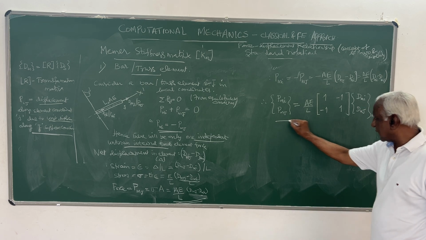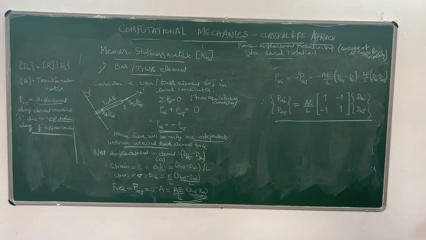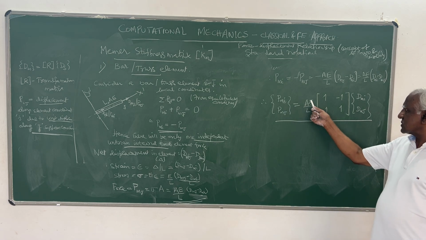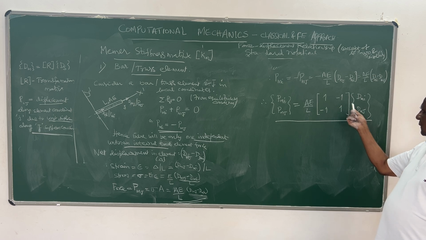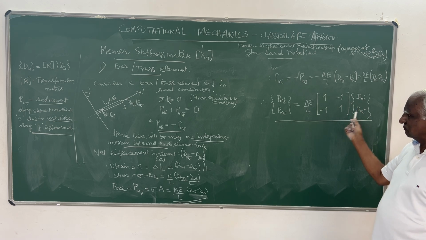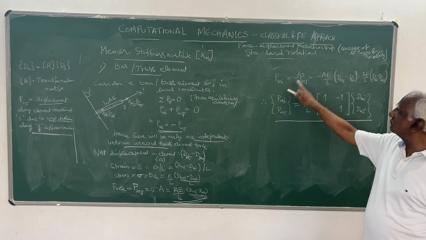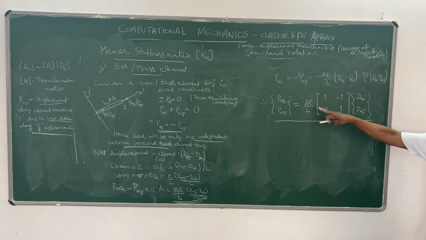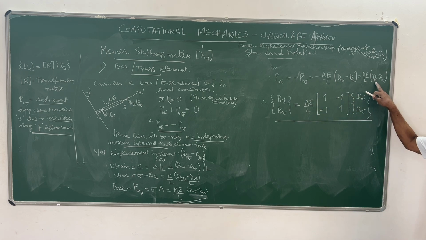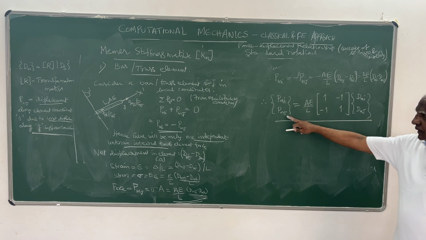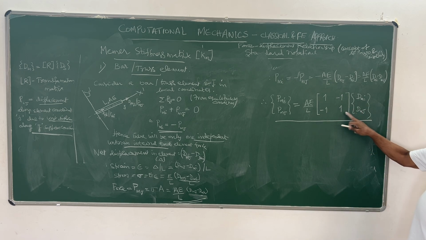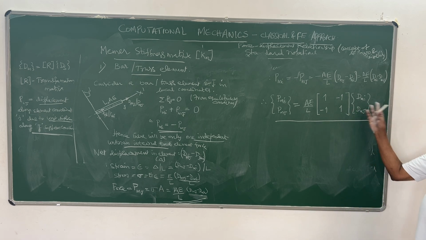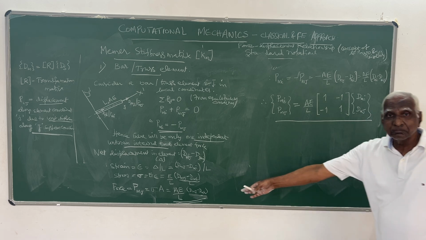You see whether it is right. PMI equals AE by L into 1 into DMI minus DMJ. That is your PMI. AE by L DMI minus DMJ. And PMJ is equal to AE by L minus DMI plus DMJ. Matrix multiplication. It is that.